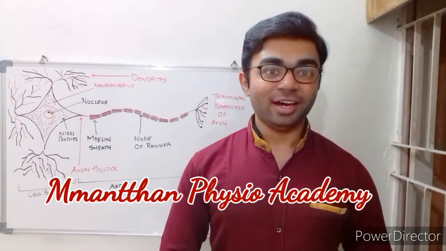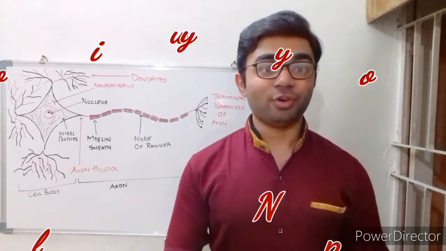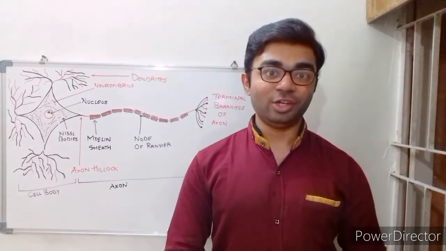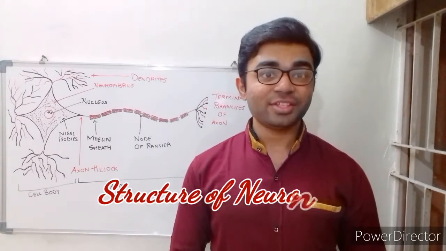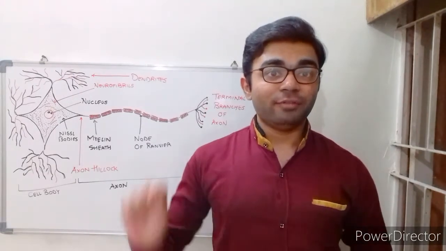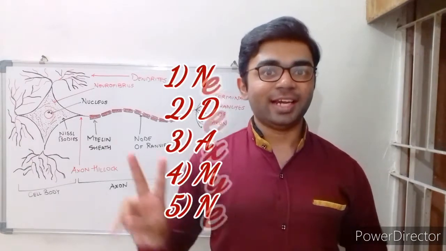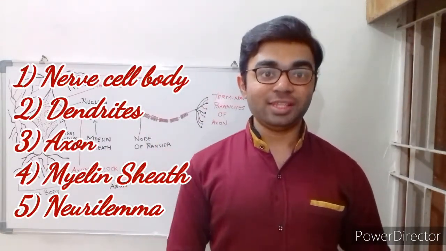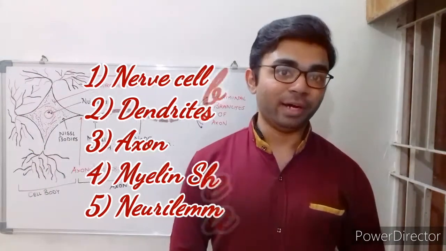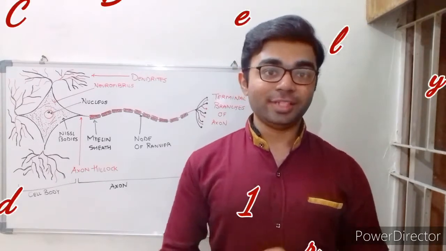Today I will start a new subject, that is neurophysiology, in which I will first focus on the basic concept of neurophysiology, that is the structure of a neuron. In this we will focus on the 5 important things. First is nerve cell body, second is dendrites, third is axon, fourth is myelin sheath, and the last one is Neurilemma. So let's get started with the first one, that is nerve cell body.